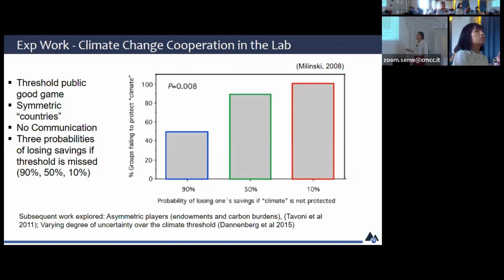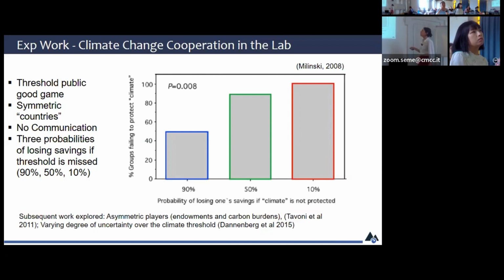a threshold public good game, which means we are in the lab. We have to pool our resources. We are endowed with some money. And if we pool our resources, we all pay some price, then we don't cross a threshold, and we don't have some catastrophic climate event. If we don't cross the threshold, then we keep the money that we were endowed with, but there is some probability that we lose everything. And so here is the probability of losing one's savings if climate is not protected. And this is the groups failing to protect the climate.